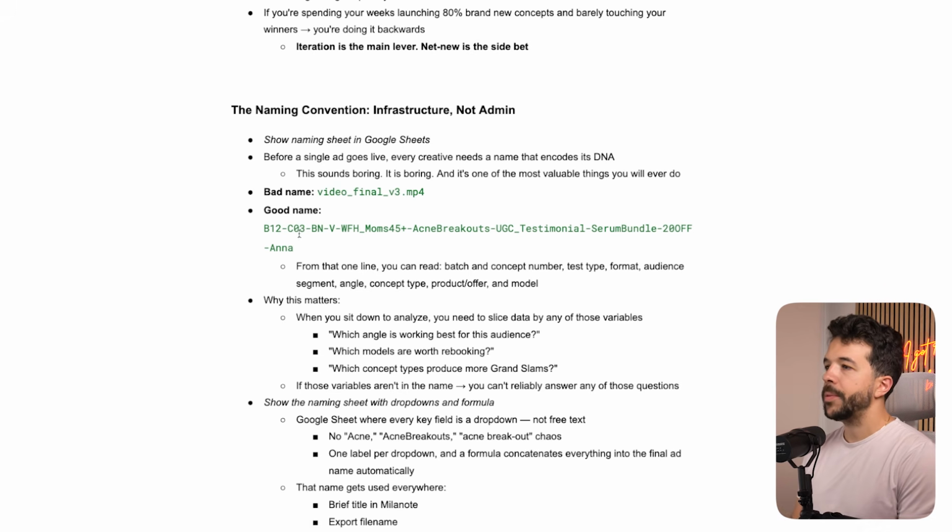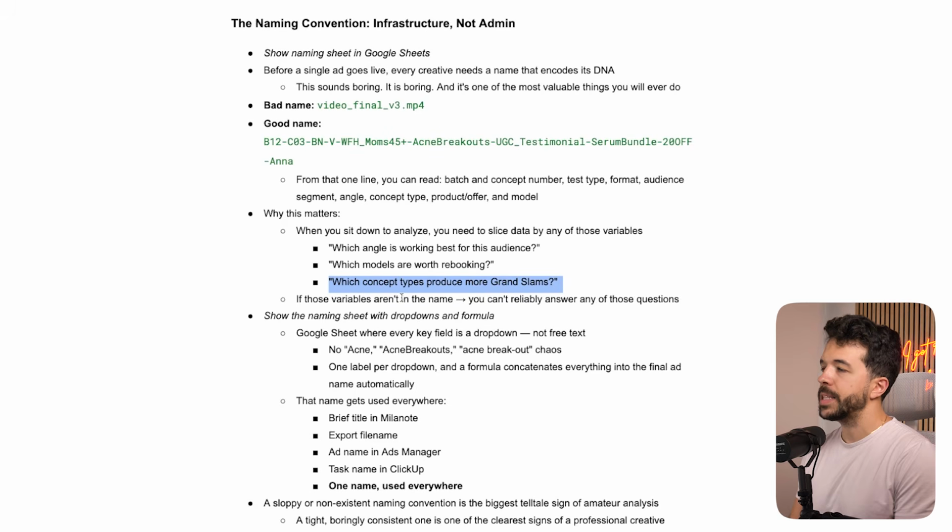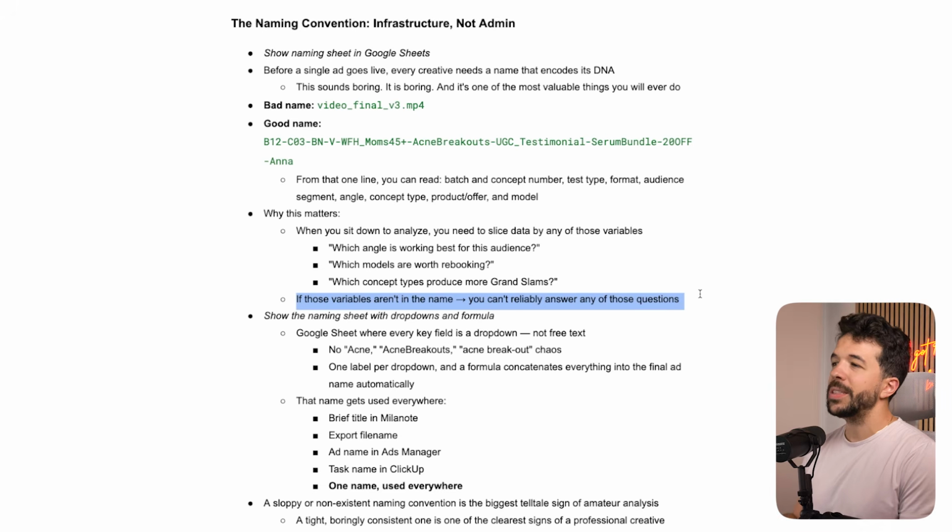And why does this matter? Because when you sit down to analyze, you need to slice the data by any of these variables, and you can do it literally at a snap of a finger. Which angle is working best for your audience? Which models are worth rebooking? Which concept types produce more grand slams? If those variables aren't in the name, you can't reliably answer any of these questions. Or at least you can do it, but it's going to take you so much longer, and it's not ideal.